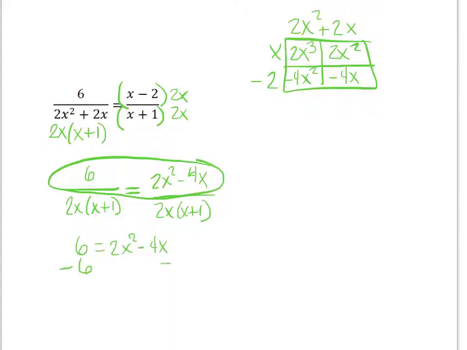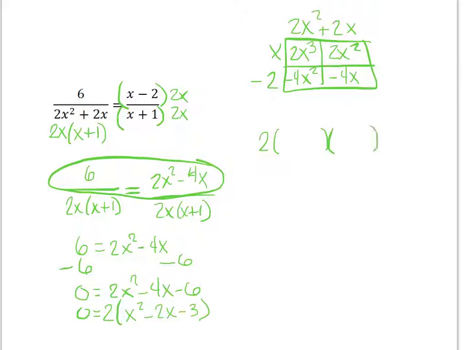I'm going to move the 6 over. So then 0 equals 2x squared minus 4x minus 6. And then it's a double bubble time, but before I double bubble, I'm going to factor out a 2, because that'll make double bubble easier for me. Okay, so that means now I have a 2 times my double bubble equal to 0. My double bubble would be a 3 and a 1, negative 3, positive 1.